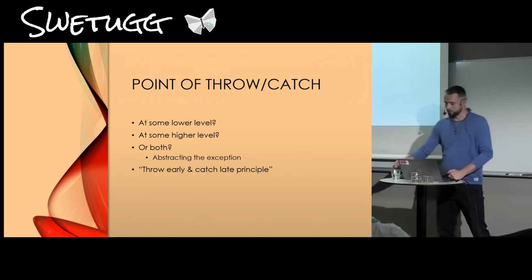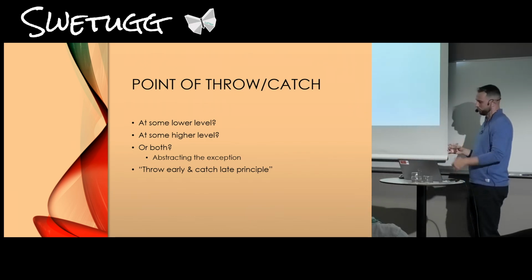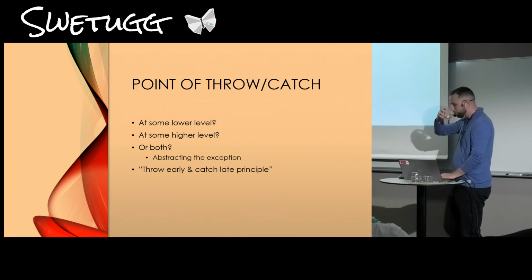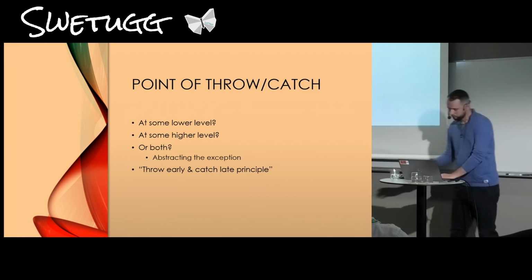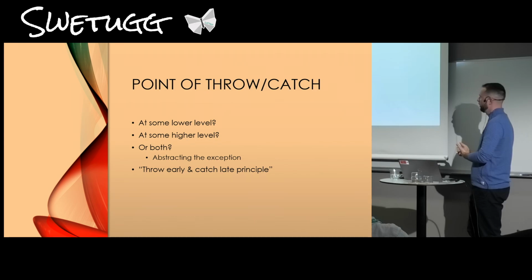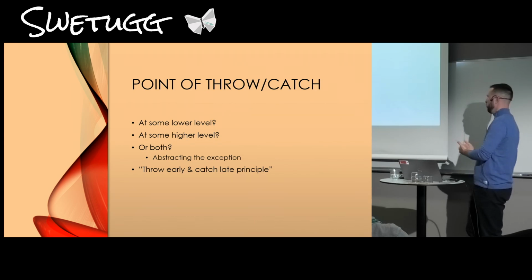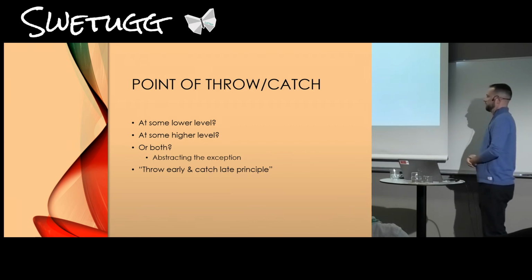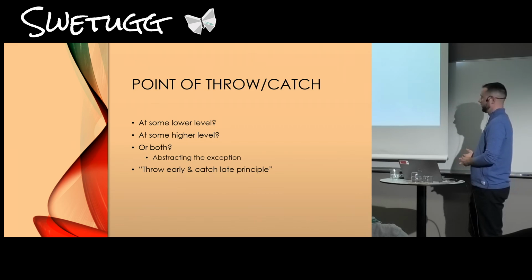Then the best practice is about the point at which you throw and at which you catch. So this is about whether to catch at some lower level, at some higher level, or both. As I said, sometimes it might be even both, because you want to abstract the exception, so you catch it very soon at some low level, and then you rethrow it, let's say, and you catch it also on a higher level. And there is the so-called throw early and catch late principle.